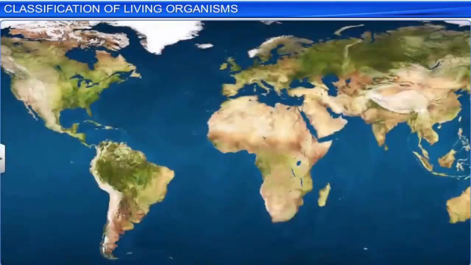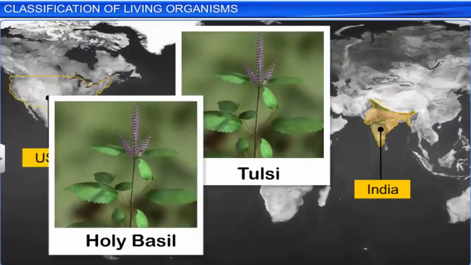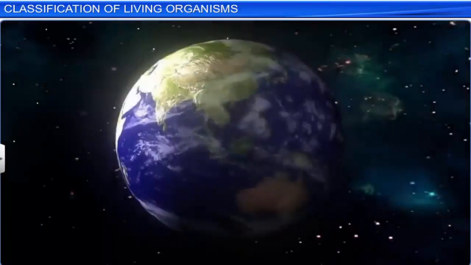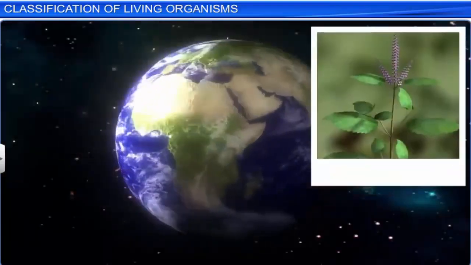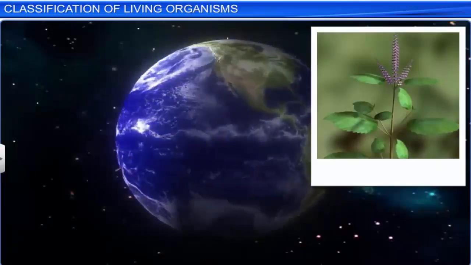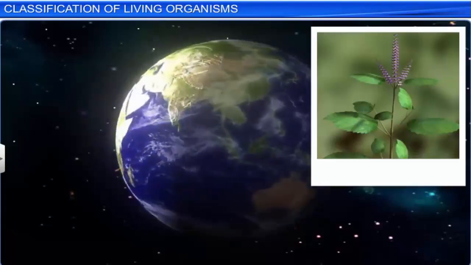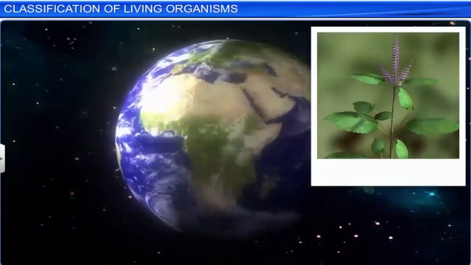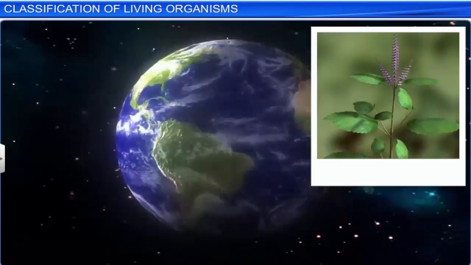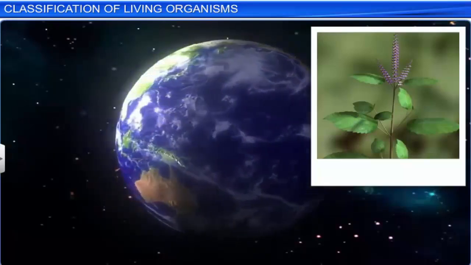It is common to find living organisms being known by different local names in different parts of the world. To avoid this confusion, the name of a living organism must be standardized such that it is known by the same name the world over. This process is known as nomenclature.